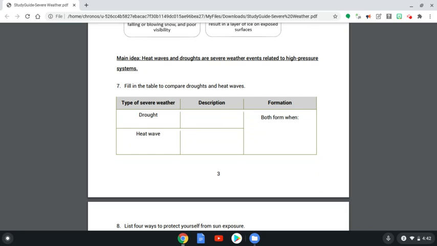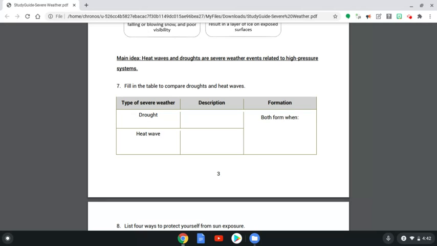Okay, then we look at this. Heat waves and droughts are severe weather events related to high pressure systems. We're going to fill in this table to compare droughts and heat waves. A drought is a region that gets less precipitation than normal. And a heat wave is the weather in a region that becomes dangerously hot, and this is for several days or several weeks.